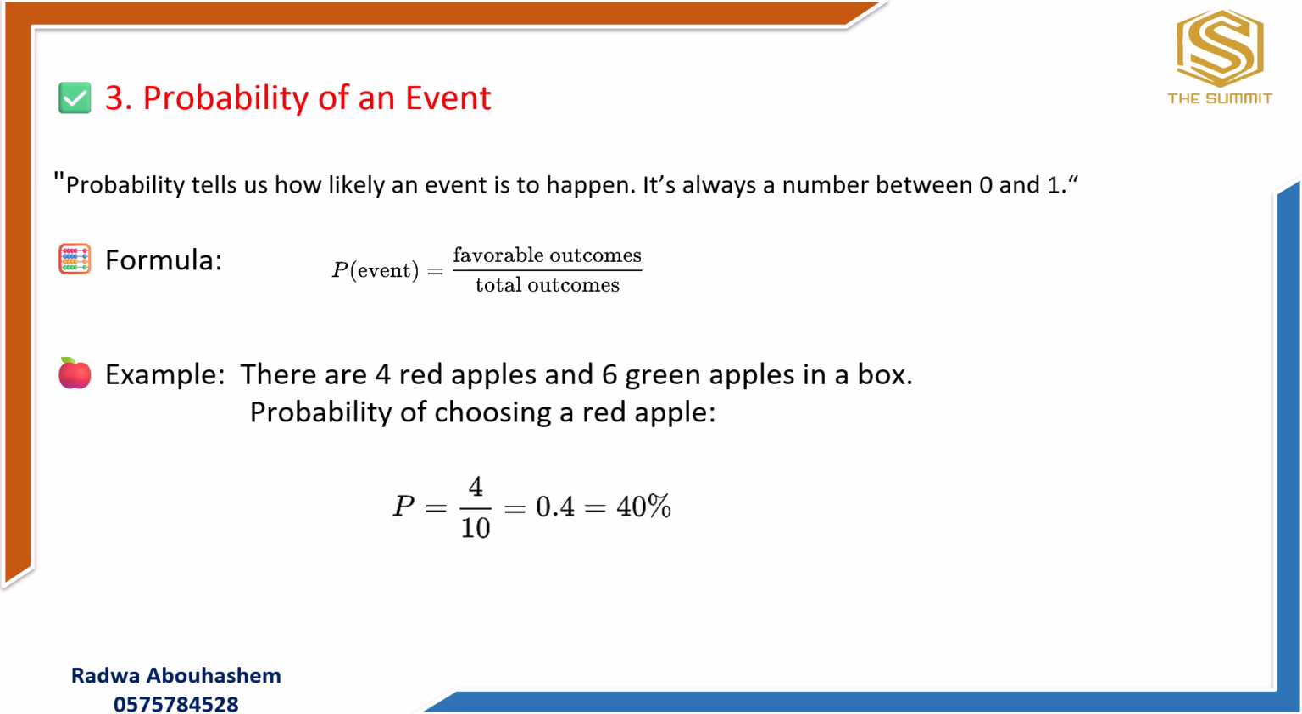There are 4 red apples and 6 green apples in a box. What is the probability of choosing a red apple? Now, how many red apples do you have? It's 4. What is the total number of apples? 4 plus 6 gives you 10. So it means it's 0.4, or equal to 40%. As you see, it's between 0 and 1. So the probability of an event is the favorable outcome over the total outcome, part over the total.